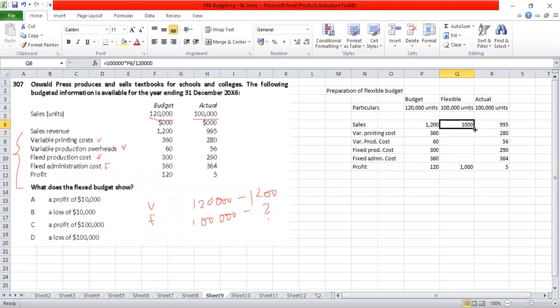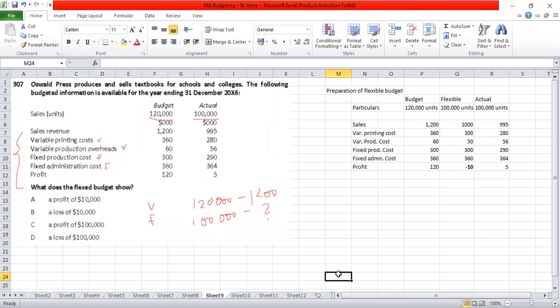Variable cost also varies proportionately. The same logic for variable cost as well. But fixed costs, it remains same. So fixed cost of 300 and 360 will remain same even if the activity level has reduced. Okay. So now in that case, the fixed cost will remain same 300 and 360. In that case, they actually have a loss of 10. Do you see that? So what does the flexible budget show? The flexible budget shows a loss of 10,000.